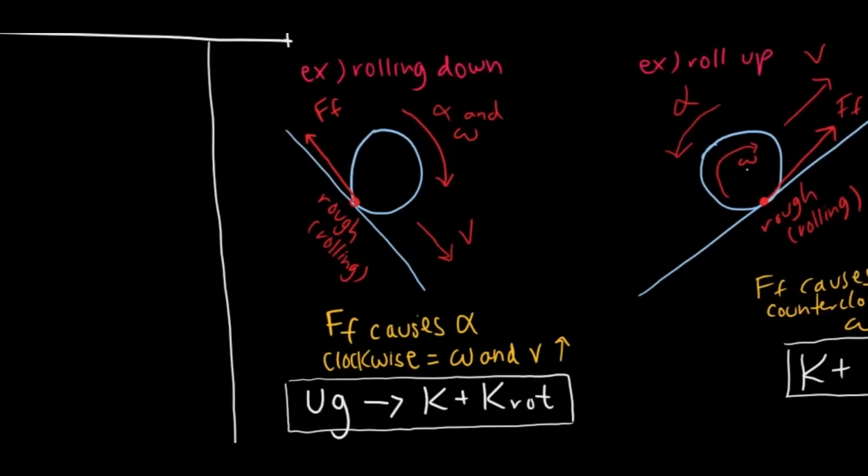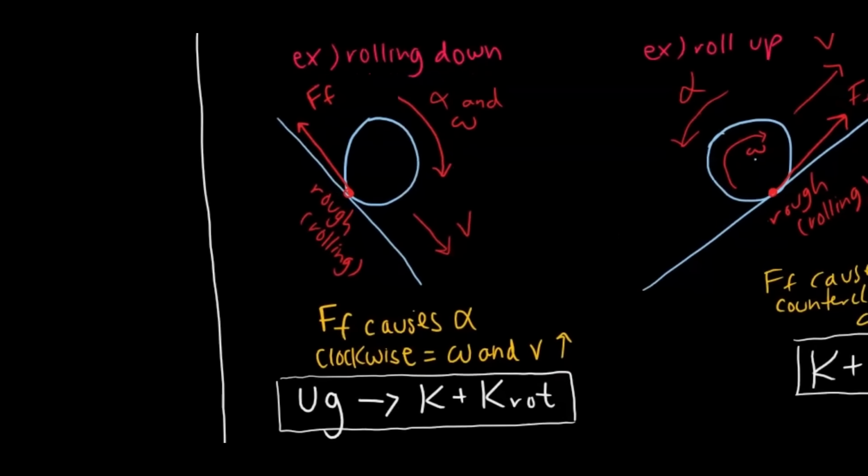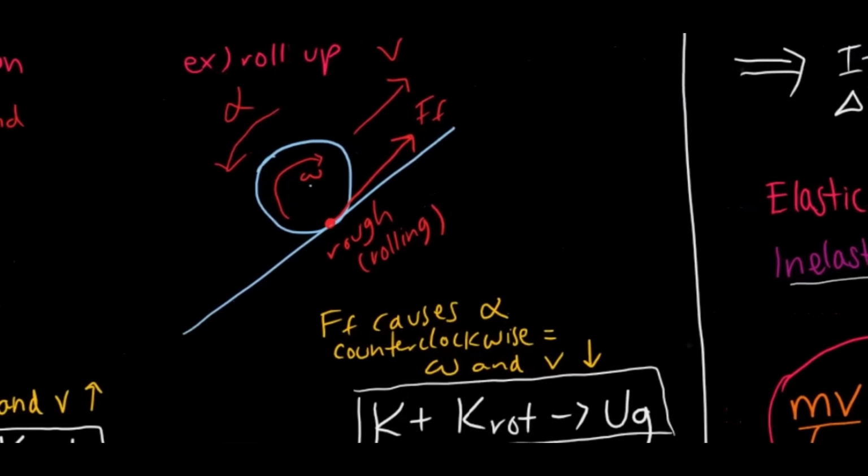So here we have a ball object that is rolling down. The force of friction, like we talked about before, is going to be causing that angular acceleration. And since it points clockwise, that angular acceleration will be clockwise as well. And since linear velocity is already pointing in the clockwise direction, it'll be speeding up and getting faster. And so it starts with gravitational potential energy, assuming it's released from rest.